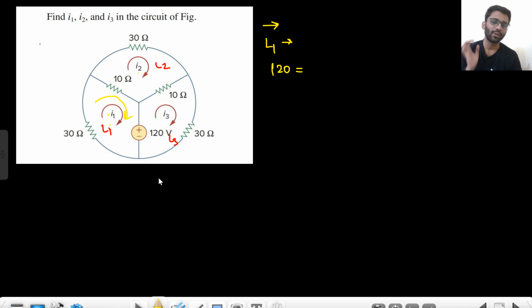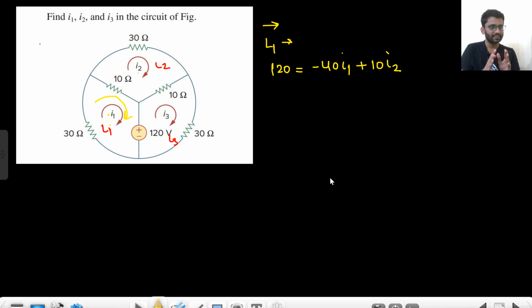So we have only two currents, I1 and I2. We would expect the current to flow like this from the 120 volt battery. So I1 is flowing in the opposite direction, so 120 volt will be equal to minus 40 I1, and I2 is flowing like this. So in the same direction we would expect plus 10 I2.